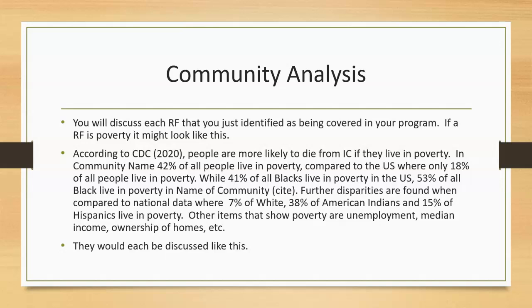That shows that there are more people in your community in poverty compared to the US. Then in this next section it says, while 41% of all Blacks live in poverty in the US, 53% of all Black people live in poverty in this community. Again, another way to cite the same information. Further disparities are found when compared to national data, where 7% of whites, 38% of American Indians, and 15% of Hispanics live in poverty. And other items that show poverty would be median income, unemployment, ownership of homes, and other things we discussed in class.